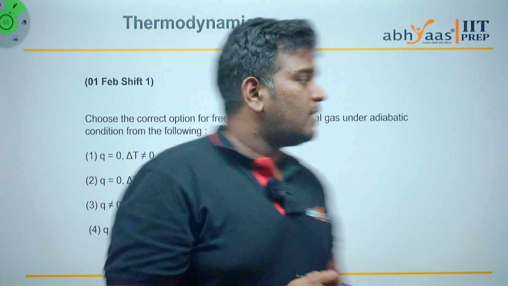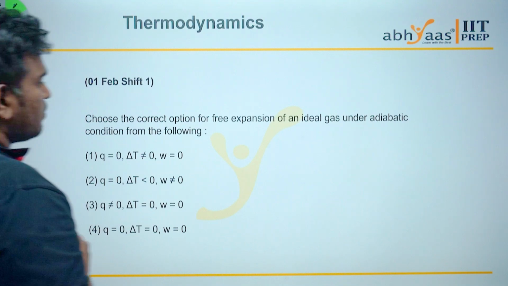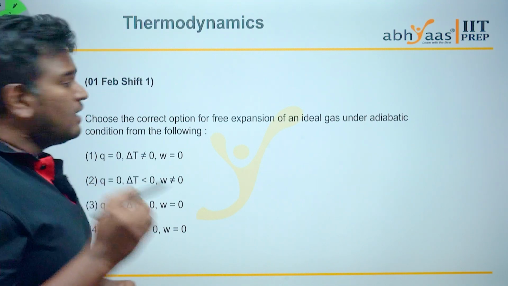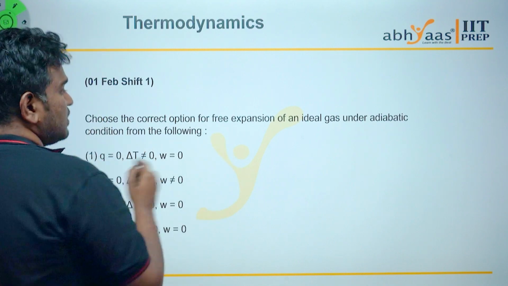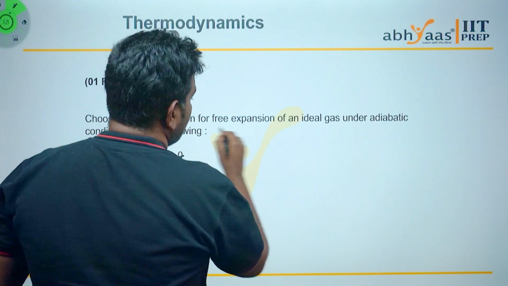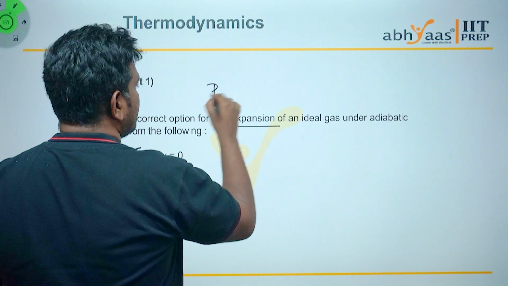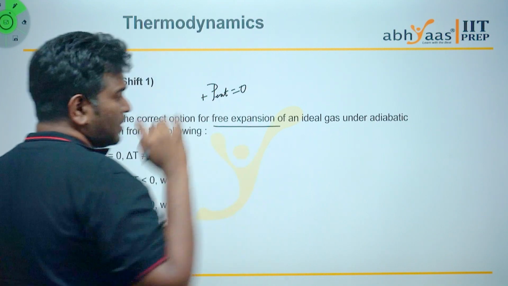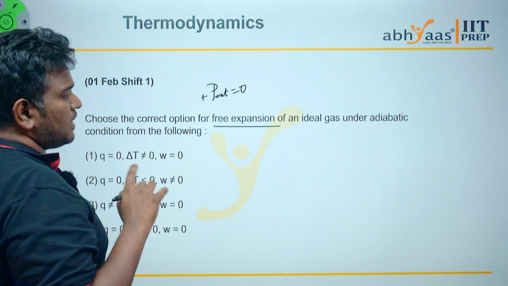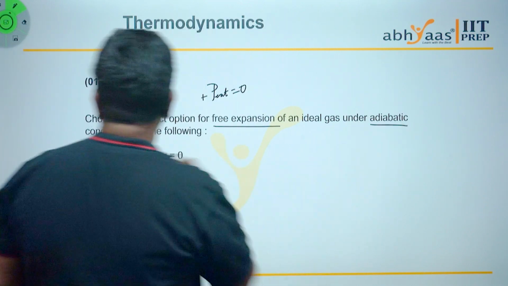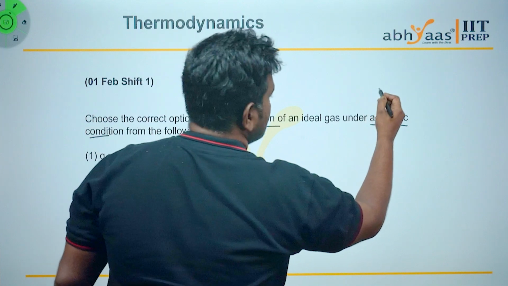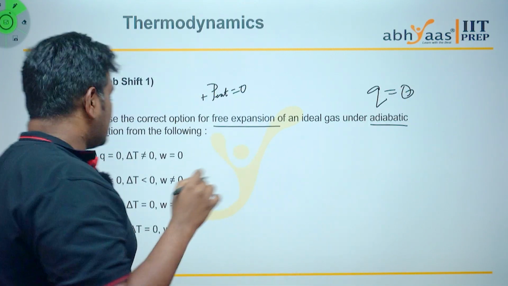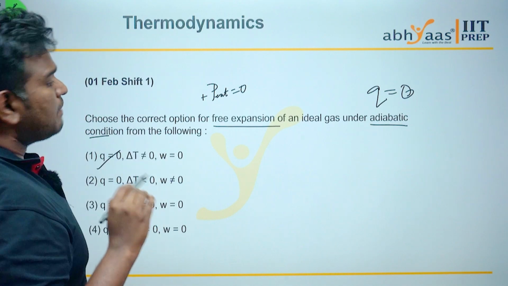So the first question. Choose the correct option for free expansion of an ideal gas under adiabatic condition from the following. So here, in this particular question, we have two hints. One, it is free expansion. That means we know that minus P external is equal to 0. Or we can say the external pressure will be 0 in the case of a free expansion. And for adiabatic condition, you know that heat transfer Q will be 0. So, we know that Q is equal to 0 for an adiabatic condition.